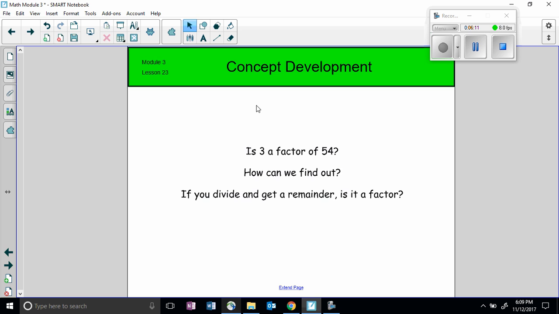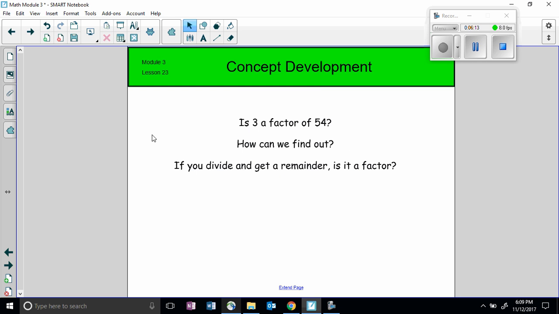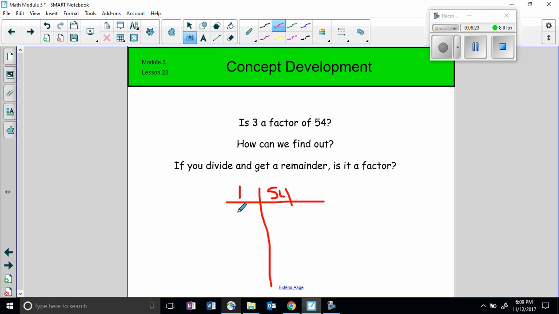Is 3 a factor of 54, and how can we find out? Well, there's multiple ways. We can do 1 and 54, and we can set it up like that table we've had. And if we double this to 2, we would have to halve this. And I'm going to help you out. It would be 27. I know that's very hard. Miss Kohler learned her doubles and halves by doing this a lot.